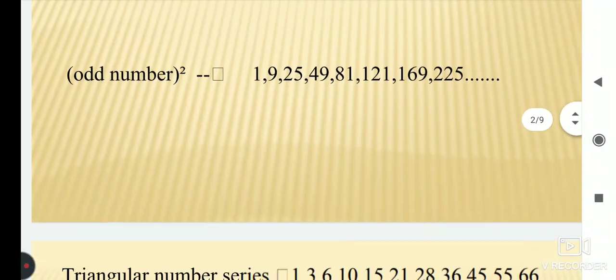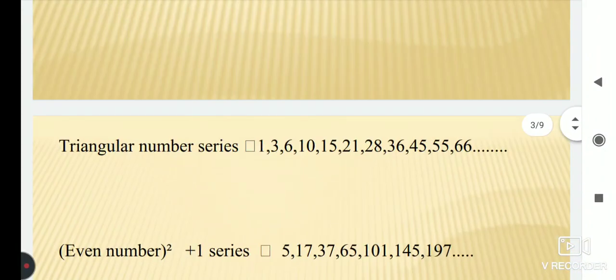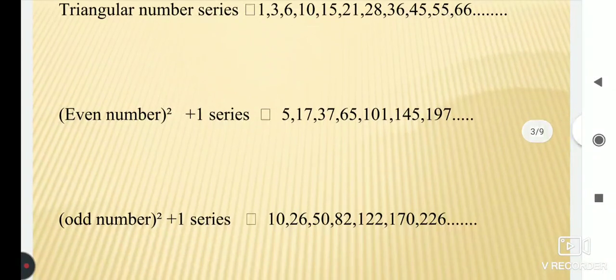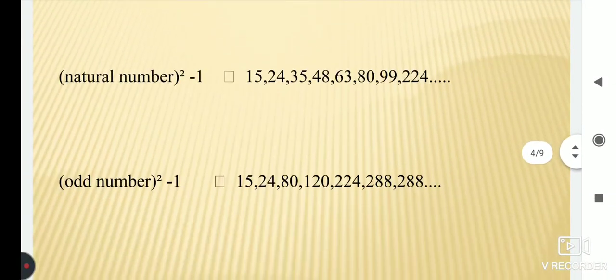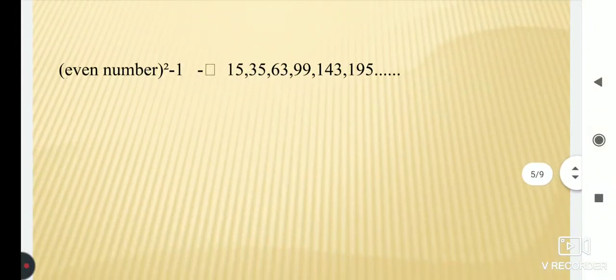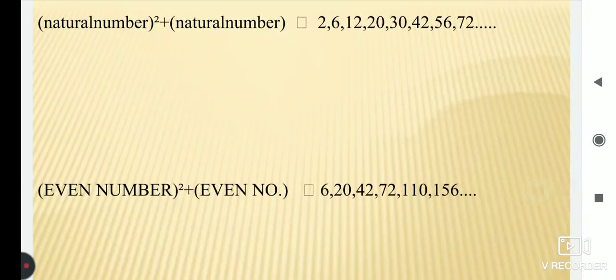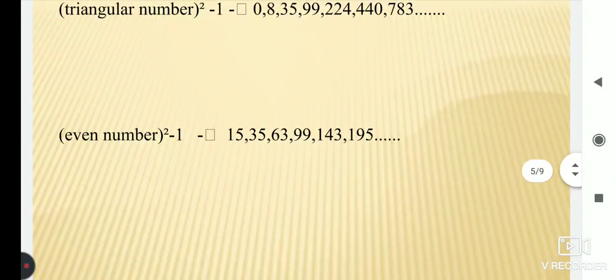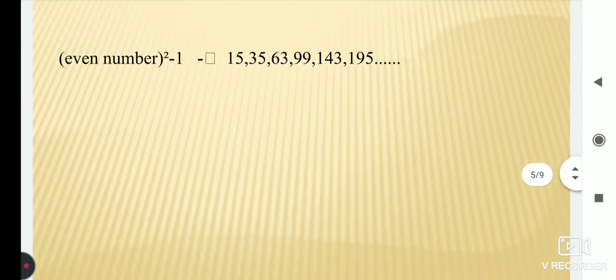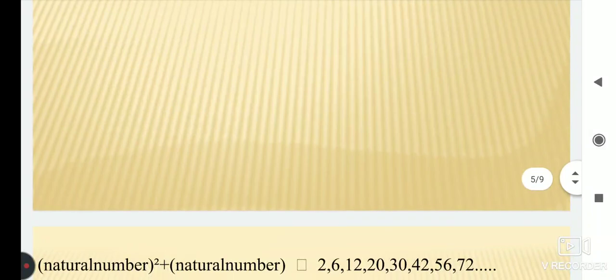Next is even number square series, then odd number square series, then triangular number series, even number square plus 1 series, and then minus 1 series. So here are some examples that we saw. These are the basic patterns which we have to follow and identify in the given examples. So first you note down these patterns in your notebook, intelligence notebook.